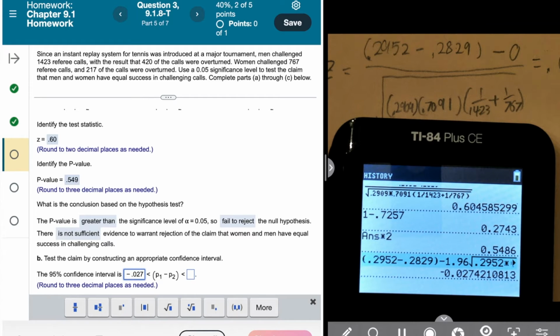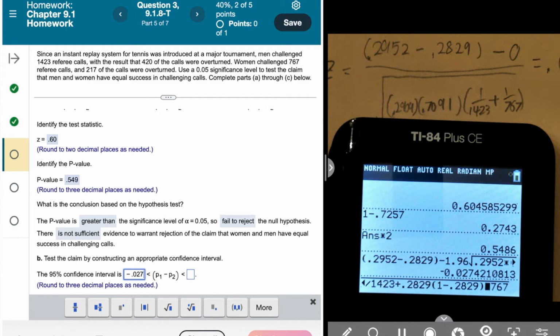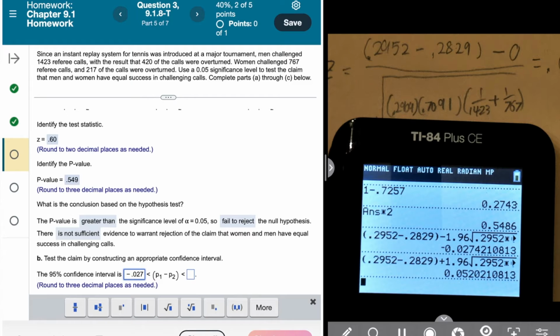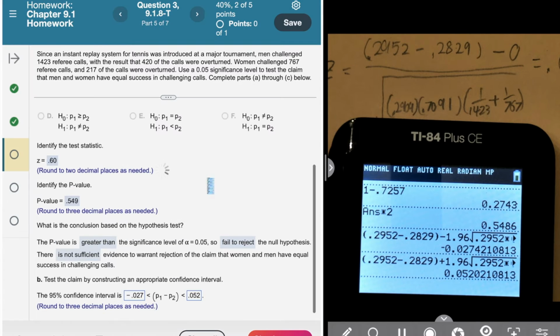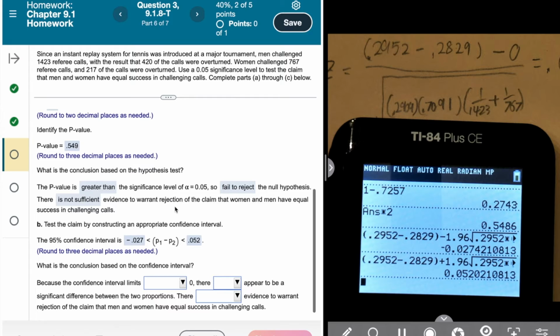After all that hard work, trusting that I typed it in right, I just need to change that minus sign to a plus sign to get the upper bound. And now I get 0.052 to 3 decimal places. Awesome. All right, so we learned how we can use a confidence interval.